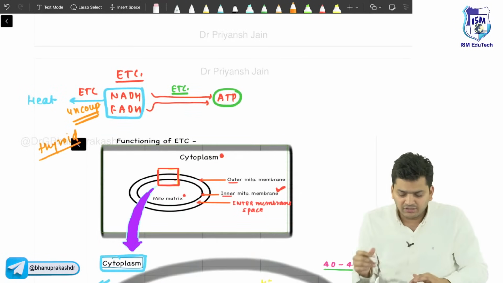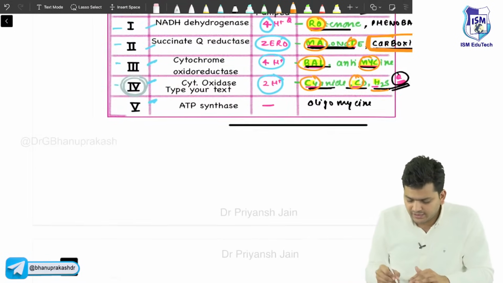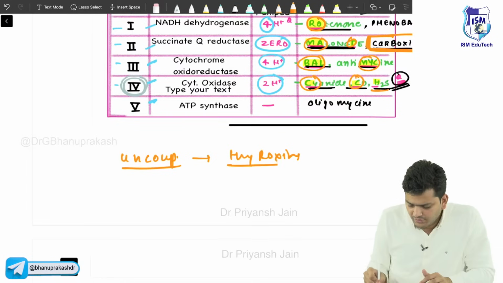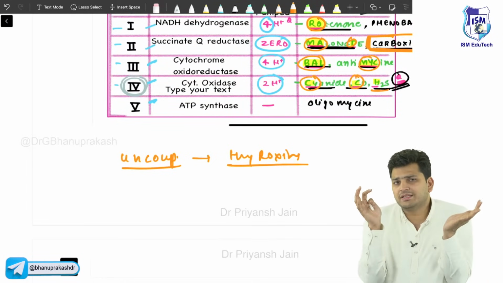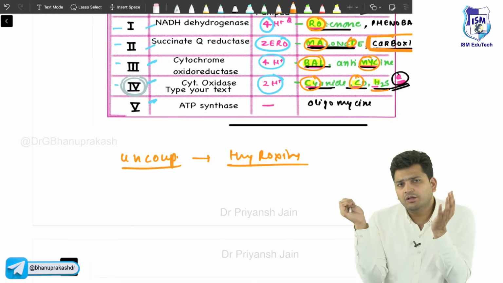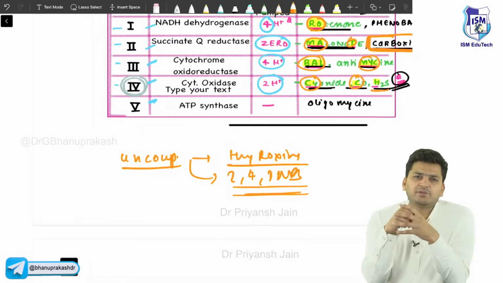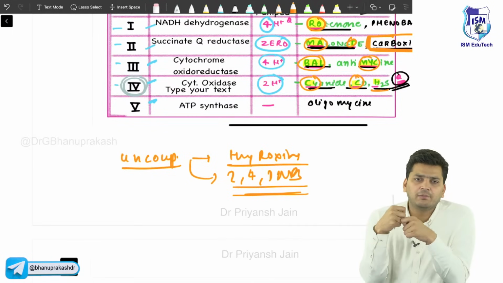So who are the uncouplers? This was asked in your exam. What are the examples of uncouplers? One is thyroxine, the other is 2,4-dinitrophenol. Thyroxine is the physiological uncoupler, 2,4-dinitrophenol is the pathological one. In fact, that was asked in your exam also: which of the following is a pathological uncoupler of the electron transport chain?